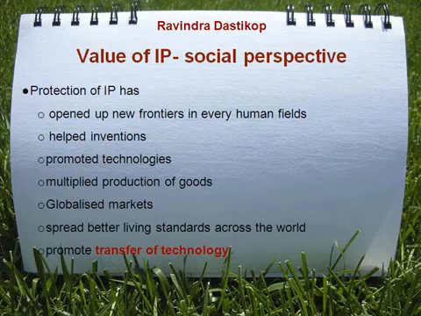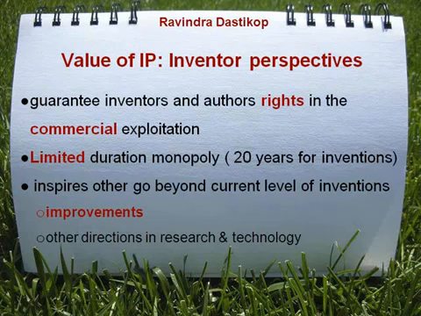But what does it give for the inventor? See, for example, the Google algorithm was invented by those two students. And what do they get? The guarantee for inventors is the right to commercial exploitation. That means if your invention has some commercial meaning, the IPR, the intellectual property regime, will give that right to the user. Limited duration: although it gives that right, it is only limited to 20 years.